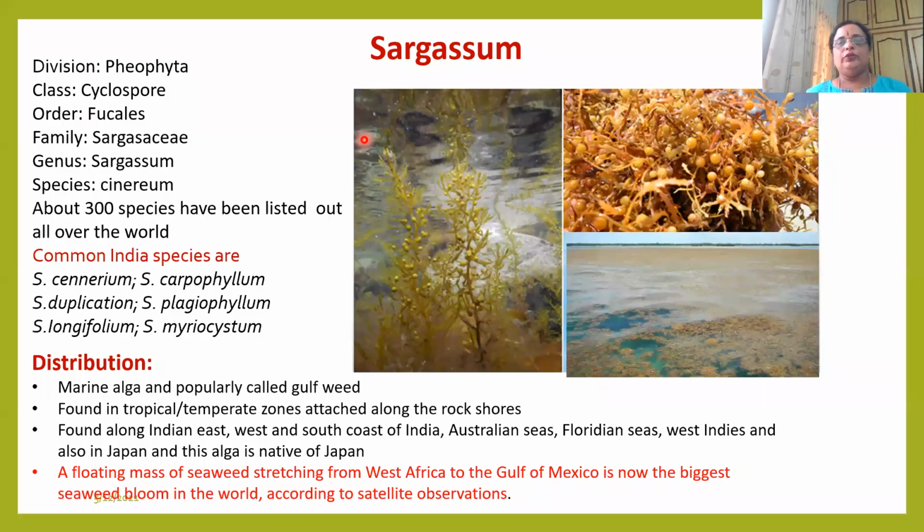As you all know, this is an alga which belongs to the division Phaeophyta. What are these Phaeophyta commonly called? Anybody? Yes, they are commonly called brown algae. The distinguishing feature of brown algae is their pigment system. They have chlorophyll a, chlorophyll c, and fucoxanthin, which is an important pigment present in this alga.